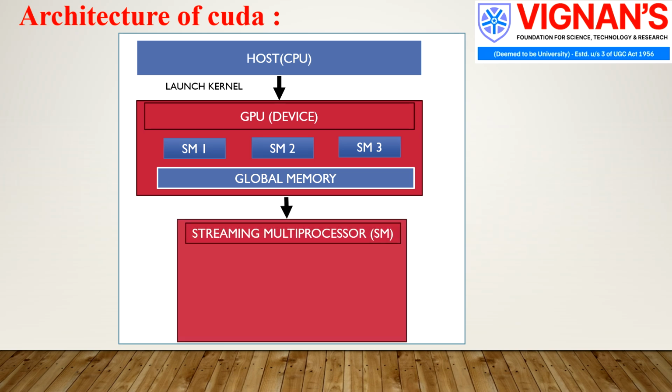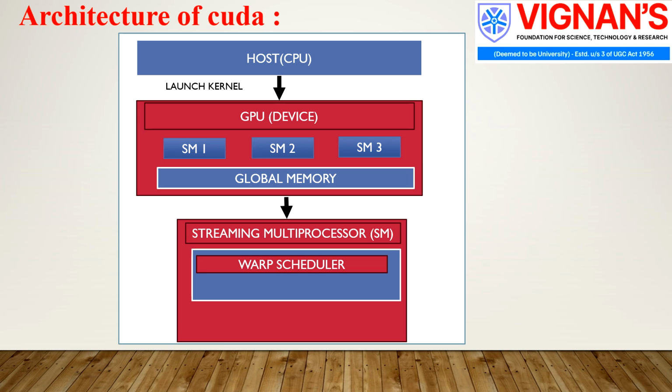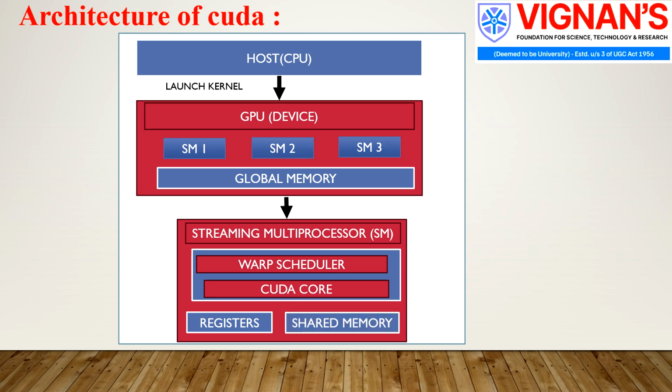Each streaming multiprocessor contains a warp scheduler, responsible for scheduling groups of threads efficiently. The actual processing is done by multiple CUDA cores, which execute instructions in parallel. Each SM uses registers to store private data for individual threads. It also uses shared memory, allowing fast data sharing among threads within the same SM.